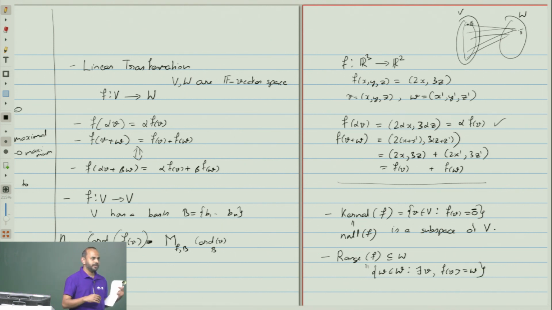So, I define a function from real numbers to real numbers, where the function is, let us say, only modulus of x. What is the range of the function?